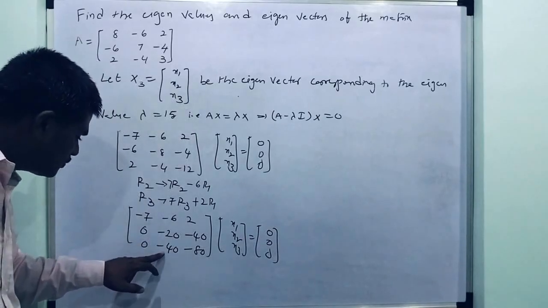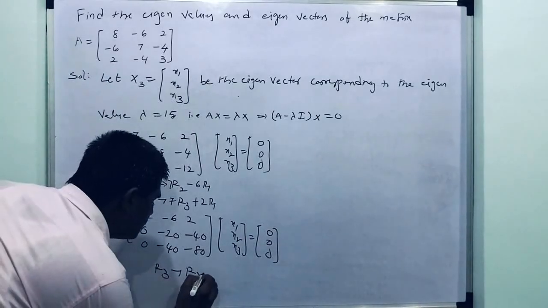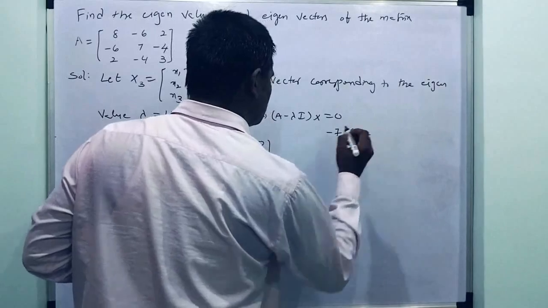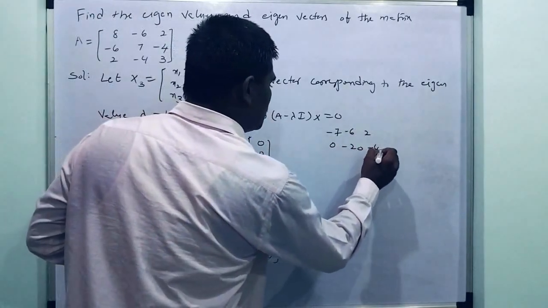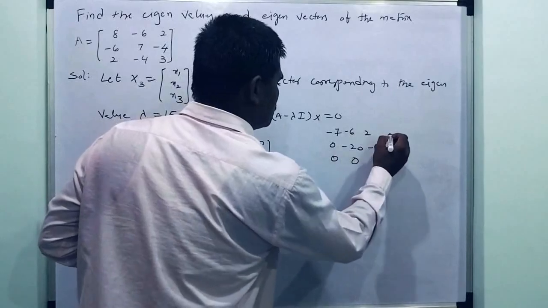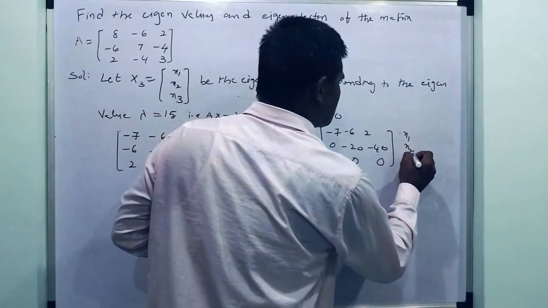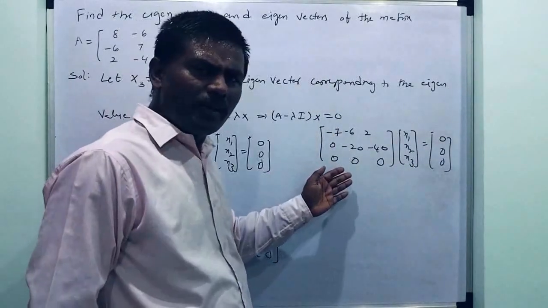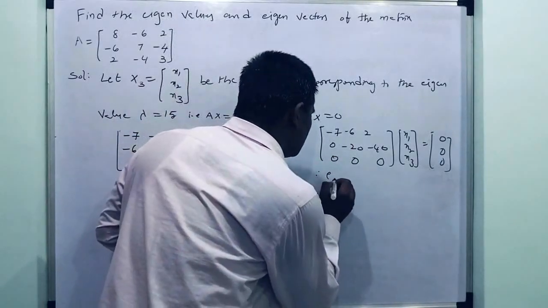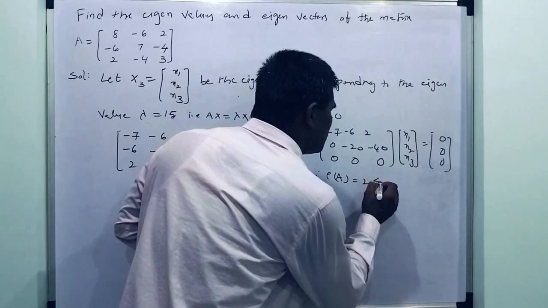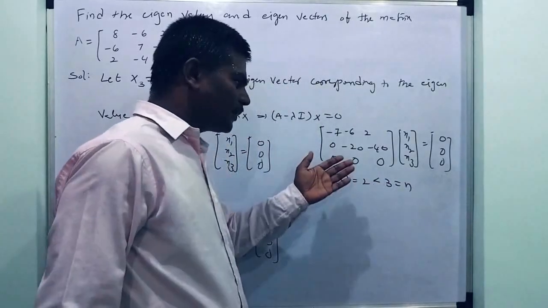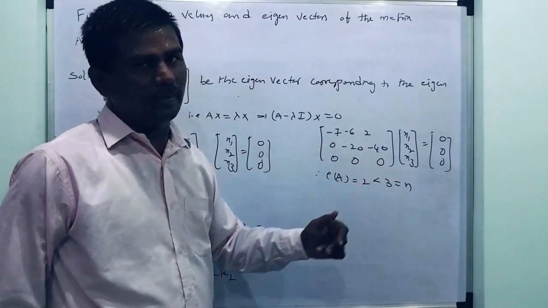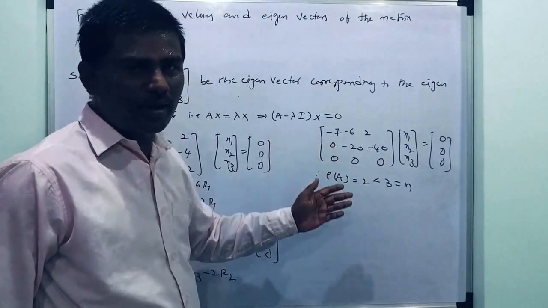Now use this element to make this one as 0. That means R3 tends to R3 minus 2R2. Then this becomes minus 7, minus 6, 2; 0, minus 20, minus 40; and 0, 0, 0 into x1, x2, x3 is equal to 0, 0, 0. So which is an echelon form again? The rank of the matrix is 2 and the number of unknowns are 3, which is less than the number of unknowns. So that means the system has infinitely many solutions and has n minus r linearly independent solutions. So let us write the equations to find the solution.